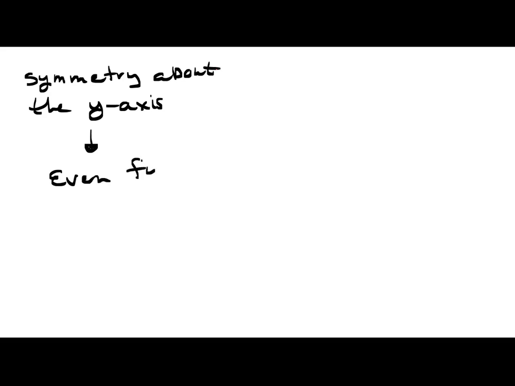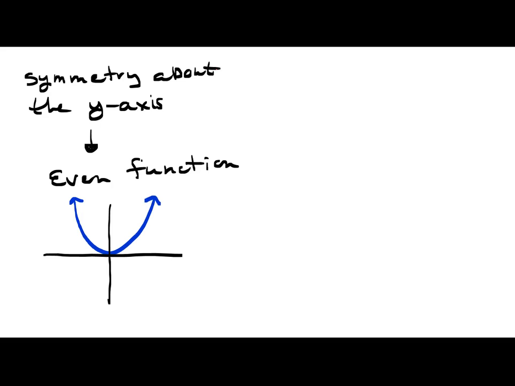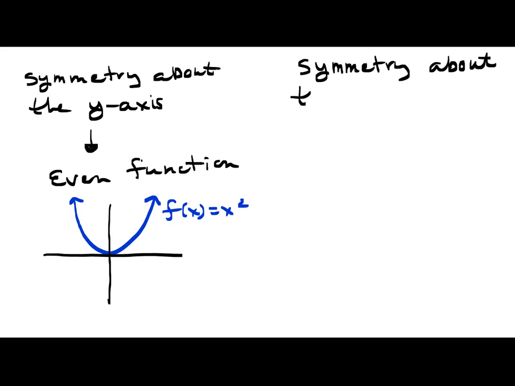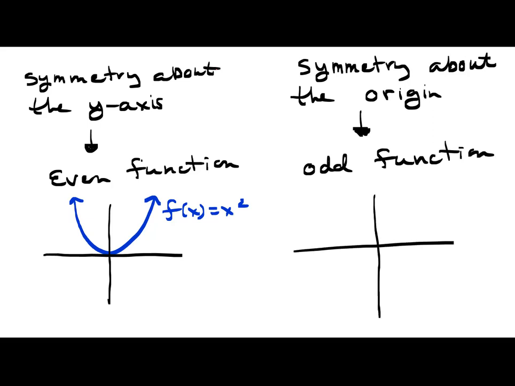Symmetry about the y-axis, we have something called an even function. The even function that demonstrates y-axis symmetry the most is f of x equals x squared. Symmetry about the origin, we call these odd functions. The one that demonstrates that the most is x to the third power. That's called an odd function. Notice there's symmetry about the origin for x to the third. Okay, good. We'll do one example real quick, and that'll finish off 1.5 for us.